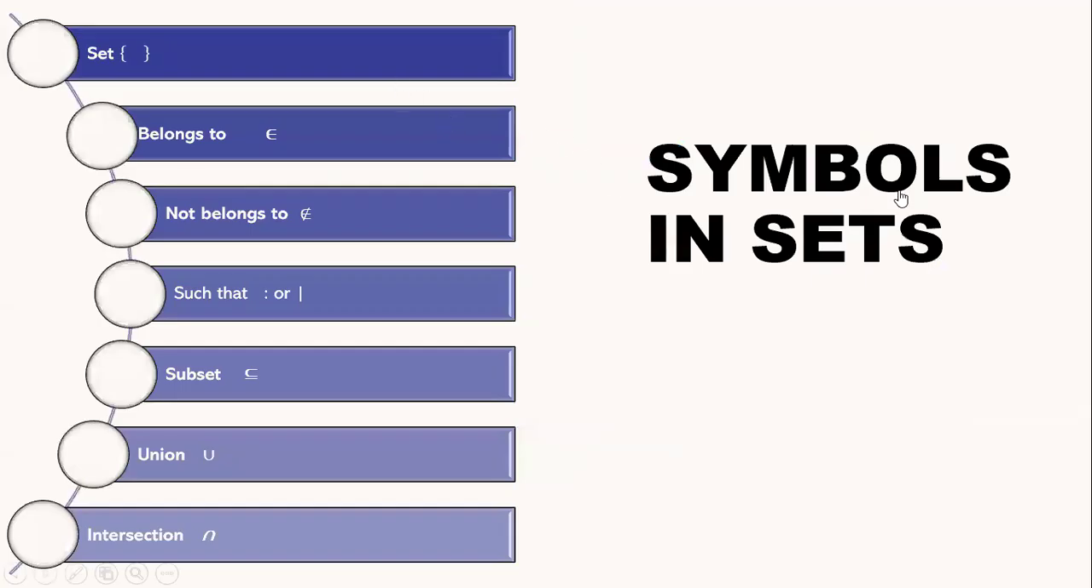Symbols in set theory. So the set symbol is the curly bracket, but there are various symbols used for making expressions. For example, A is a subset of B, A belongs to B, A does not belong to B, such that, this sign. We are going to discuss all these signs gradually.